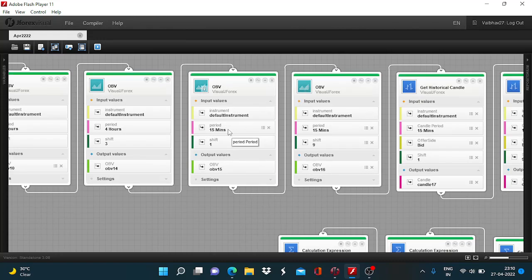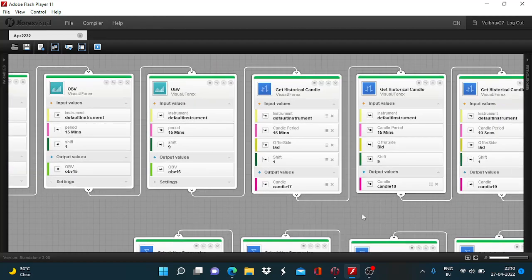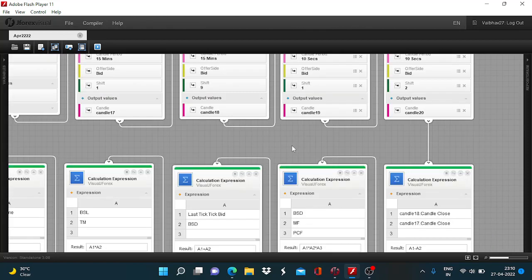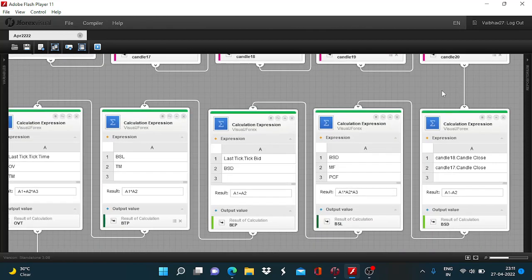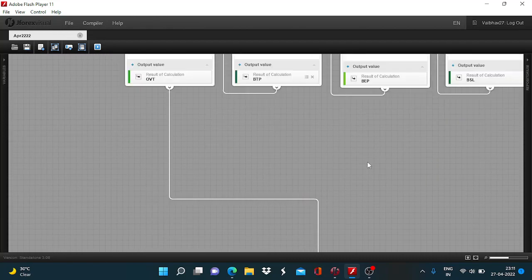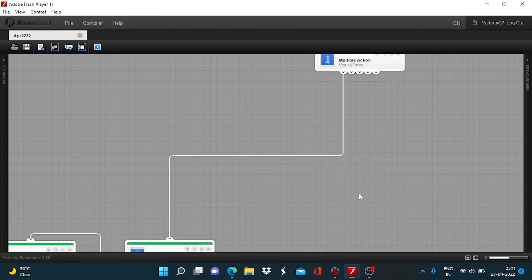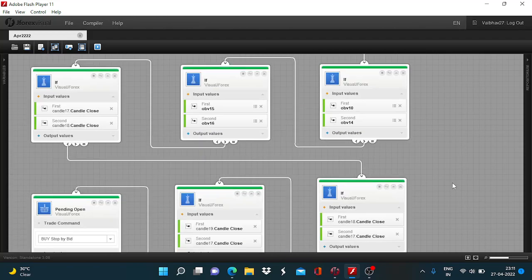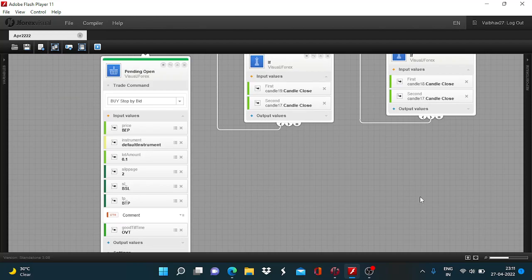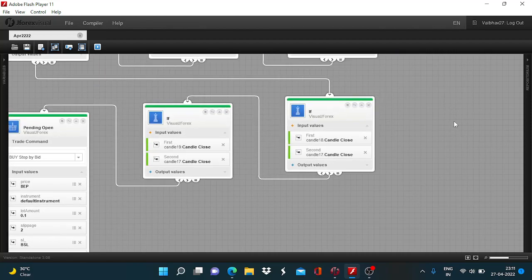These two OBV blocks are of 15 minutes each with the varying shift values. And to look at the price action data, we are also taking the help of these two 15-minute historical candles along with the two 10-second candles. On the lower side, you will find this calculation expression used to define various variables which we have utilized while defining the input parameters for the trade command block. And on the lower side, these are the conditions for the execution of the buy trade, which we had discussed in detail in the last session. So now this session is going to be dedicated to the building of the sell side of the equation.